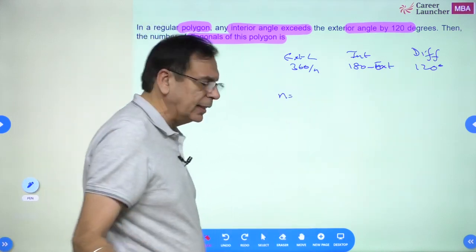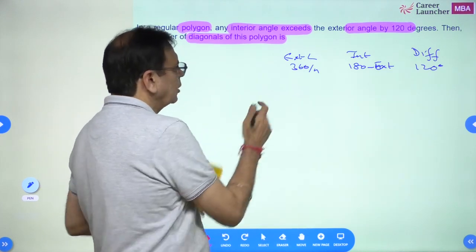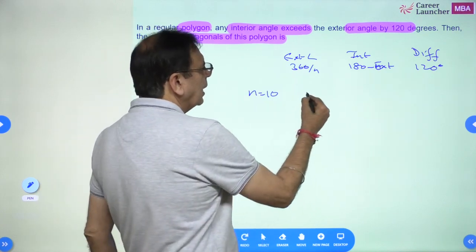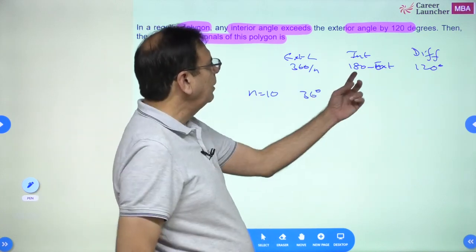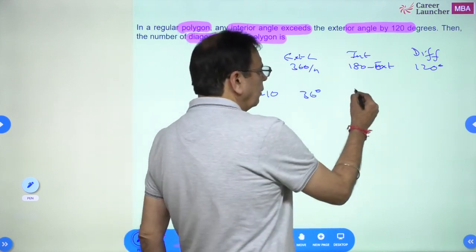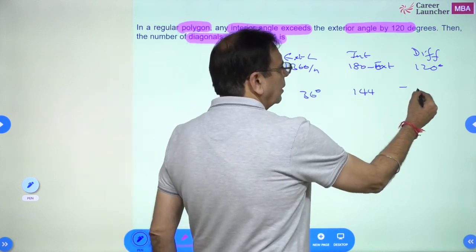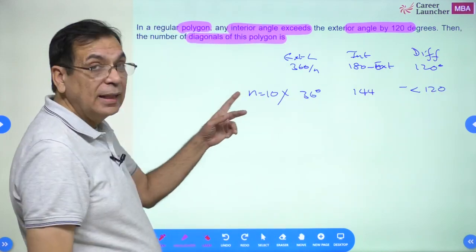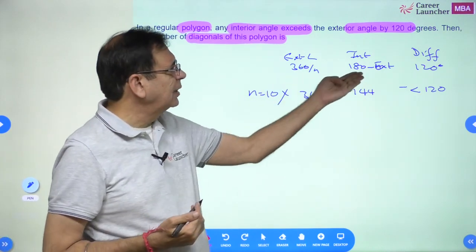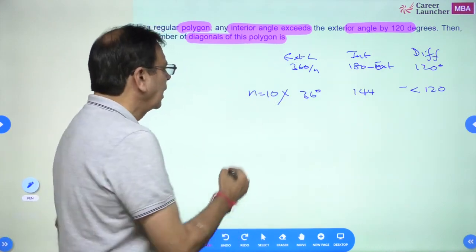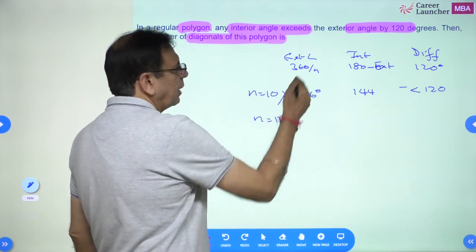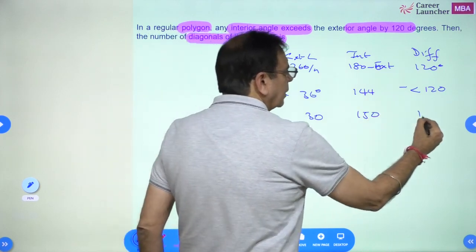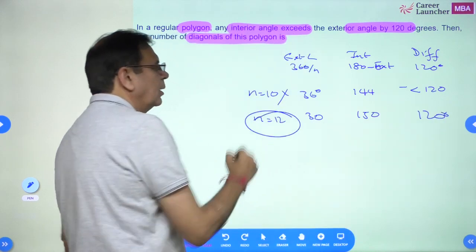So if n is equal to 10, my basic जुगाड़ is take values which are factors of 360. So exterior angle is 36 degrees. Interior angle will be 180 minus 36, so 144. This difference is less than 120 degrees, so this cannot be the value. अगला क्या लेंगे? 11 तो नहीं लूंगा, because this will be a decimal, आंसर नहीं होगा. n equal to 12. 12 is a factor. 360 by 12 is 30 degrees. If this is 30 degrees, this is 150 degrees, the difference is 120 degrees. Great, so n has to be equal to 12.